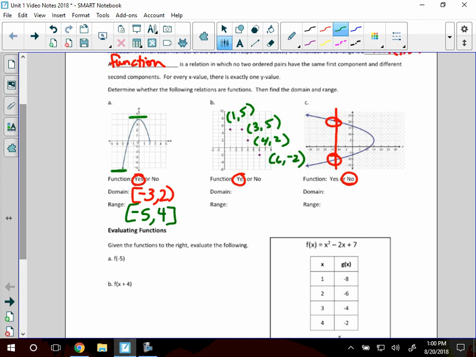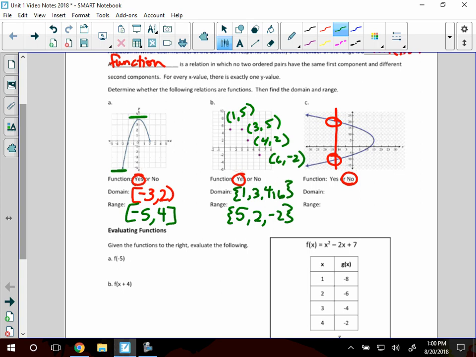All right, so my domain, that's all the x values. So I have 1, 3, 4, and 6. And the range is all the y values. So I see that I have a y value of 5 twice. I only have to write it once. So I have 5, 2, and -2.